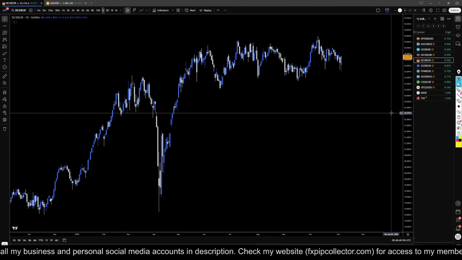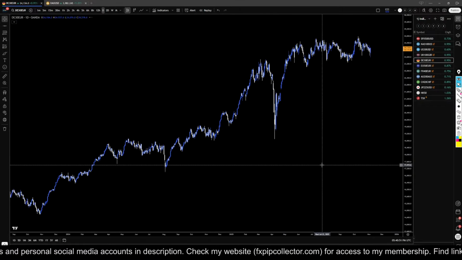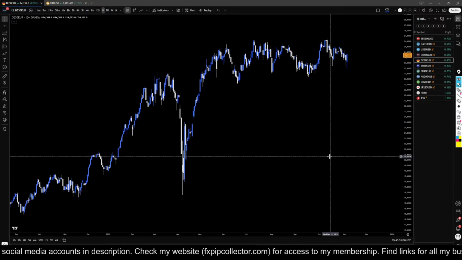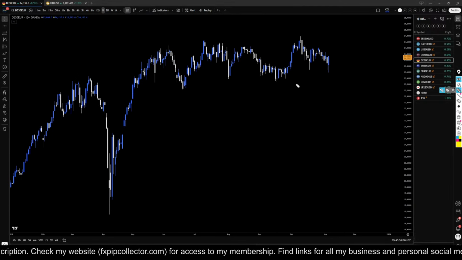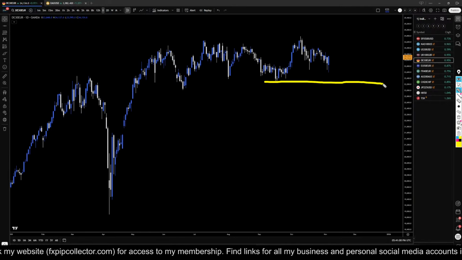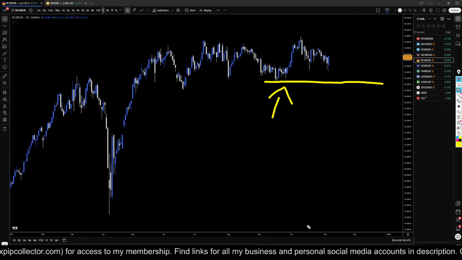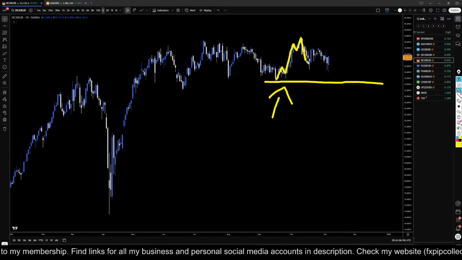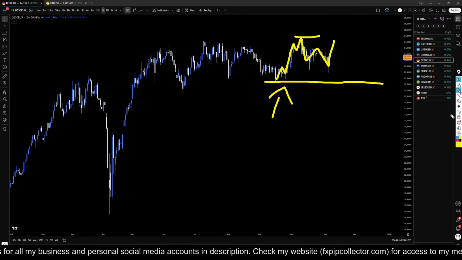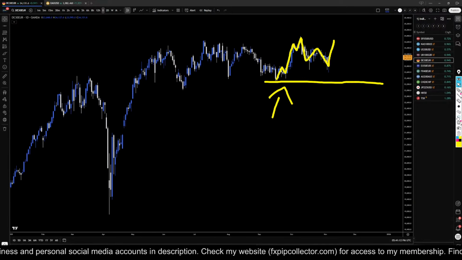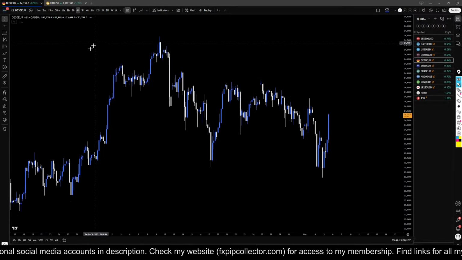Looks like it's going back up to me. Me and a few people in the group have been talking about how this definitely does look like it's ready to go down, but until you get this break of structure right here, it's still in an uptrend. And it looks like it just made 5 waves up, 3 waves down. It's probably going to go back up and retest these highs. But definitely prepare yourself because at some point it probably is going to make a huge drop.